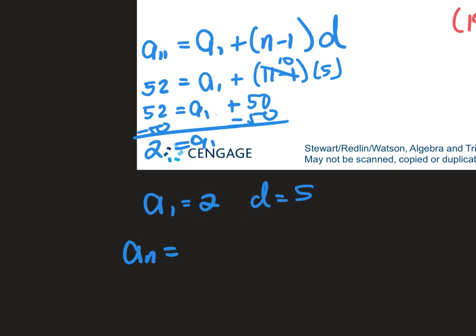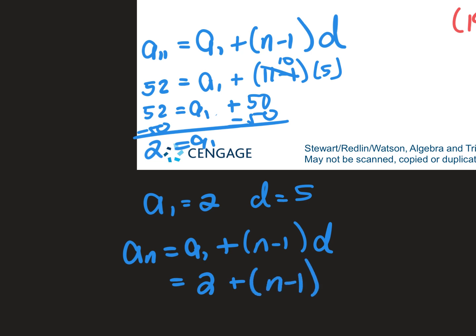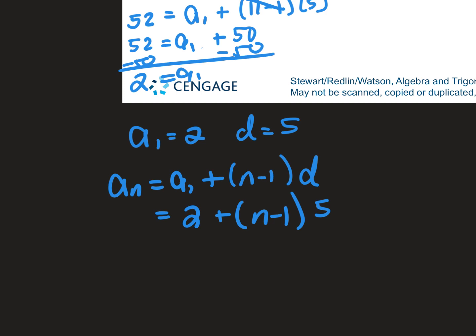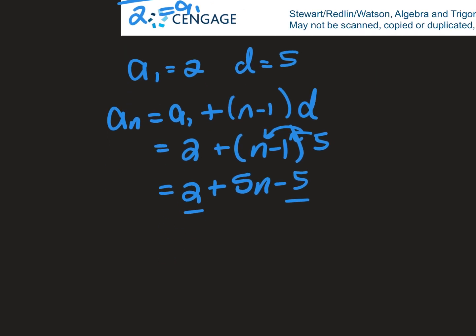a sub n equals first term plus n minus 1 times the common difference. Your first term is 2, plus n minus 1, for whatever number we're looking for, times the common difference, which is 5. So we're going to distribute. We have 2 plus 5n minus 5. I can combine like terms here. And my rule for this sequence is a sub n equals 5n minus 3.